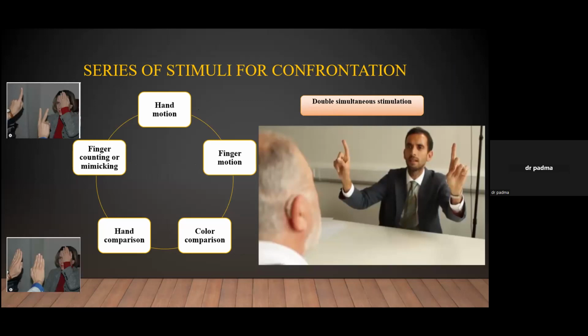if he cannot reply verbally. Next is hand comparison, where the examiner holds up 2 hands in 2 different quadrants and asks if one hand appears dim or faded compared to the other. And the other is color comparison, where the examiner uses a bright red target as a stimulus and asks the patient whether the target appears faded or dim. Another form of confrontation is double simultaneous stimulation, and here's a video.